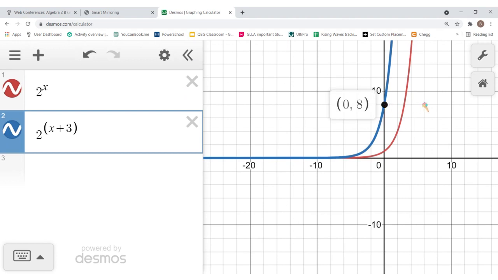This would go, except for my thing is right there. So 3 would be right there, and then 8 is also right there. So it basically shifted it back 3. So that one moves it left or right.